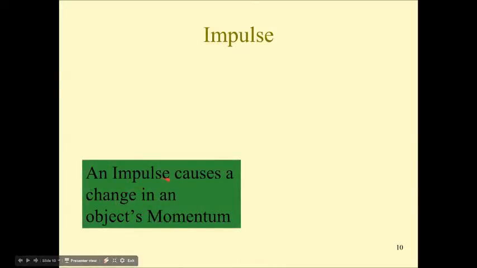What is it? An impulse causes a change in an object's momentum. So if an object has a momentum, or even if it doesn't, it's the impulse that causes it. Well, we know that through Newton's second law that forces cause the change in momentum. So sure enough, the formula for impulse comes from force equals a change in momentum over time. So this is Newton's second law.